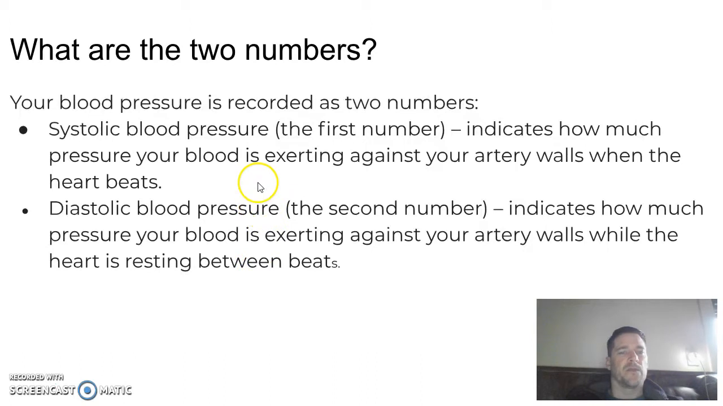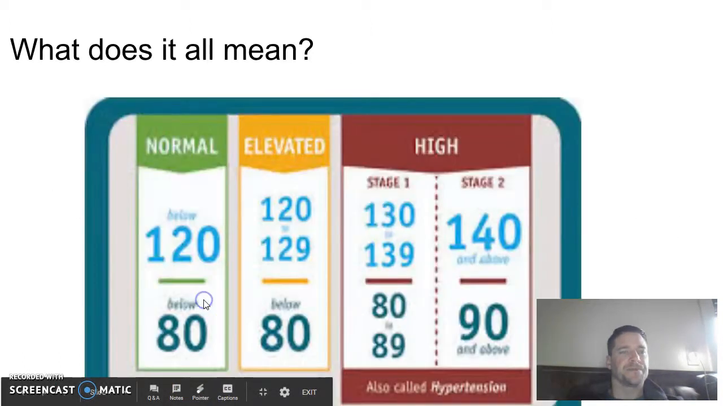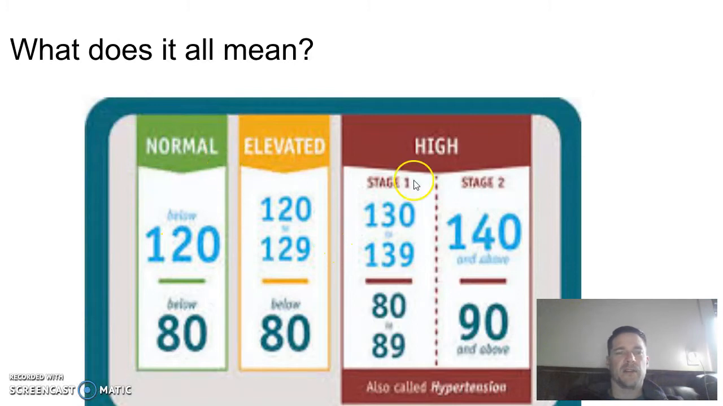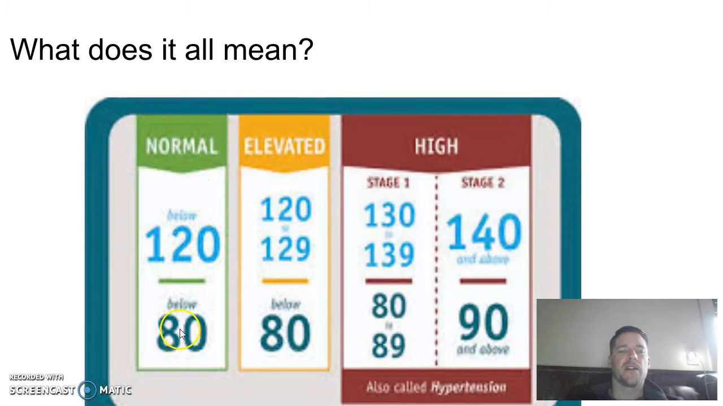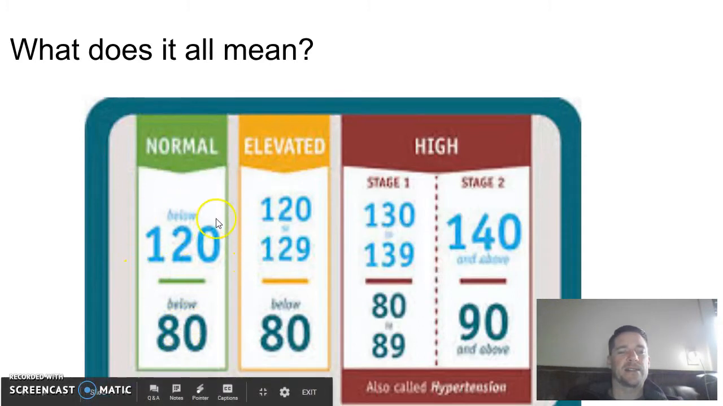So from here, what does it all mean? A little blurry here, but you can see. Normal, this is what you should hear for normal: 120 over 80, 120 over 80, 120 over 80. Get used to hearing that number if you don't already have it memorized. Remember, the first number is when the heart beats, and the second is when it rests. Beats, rests, beats, rests.